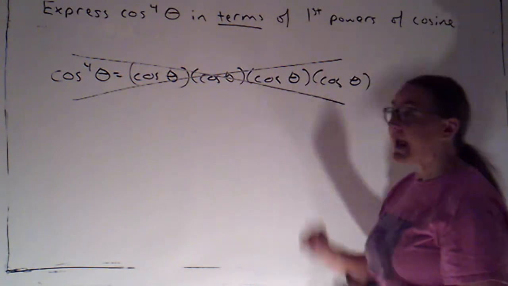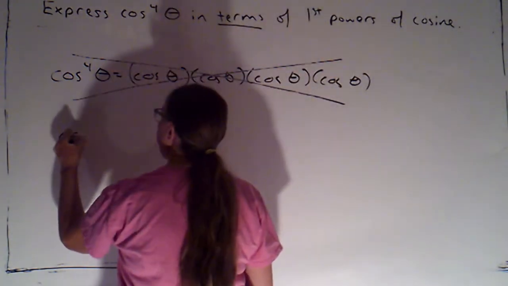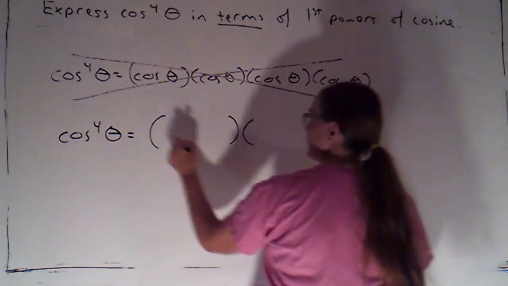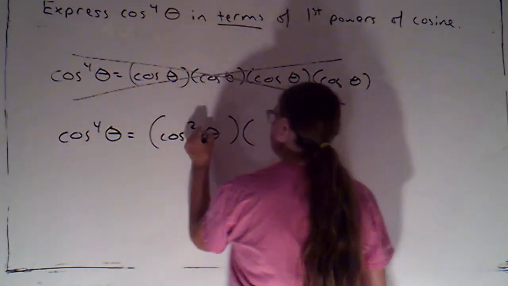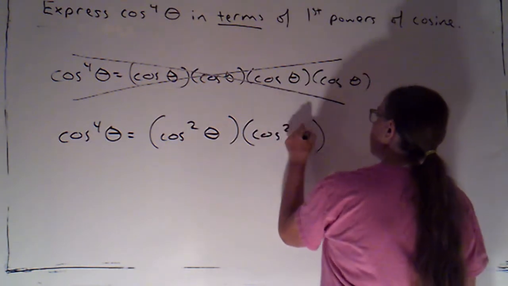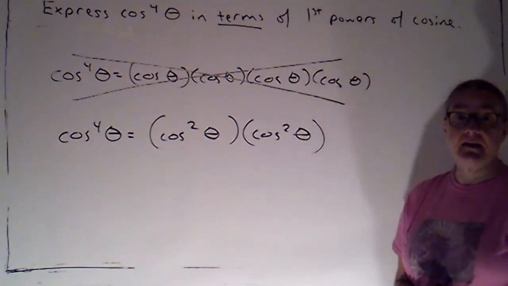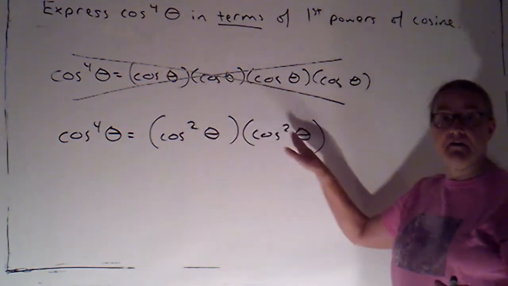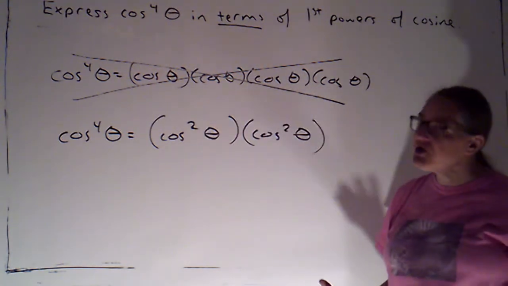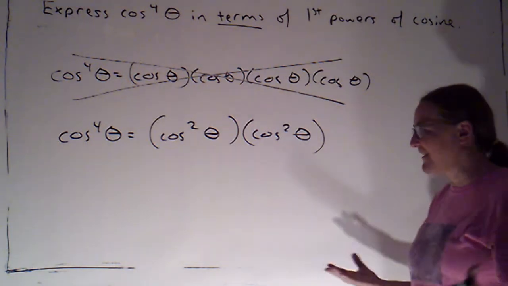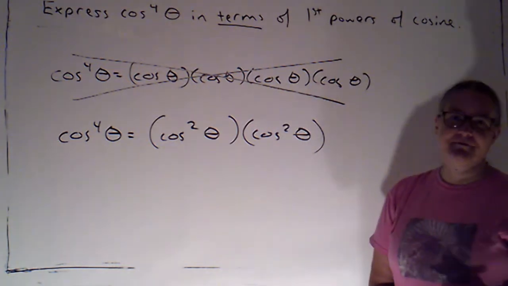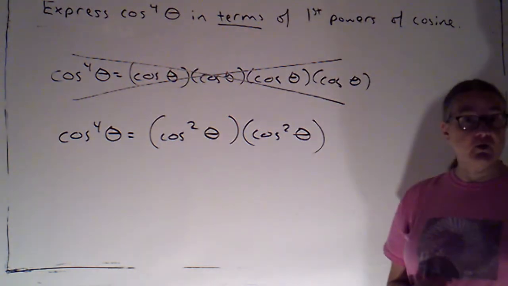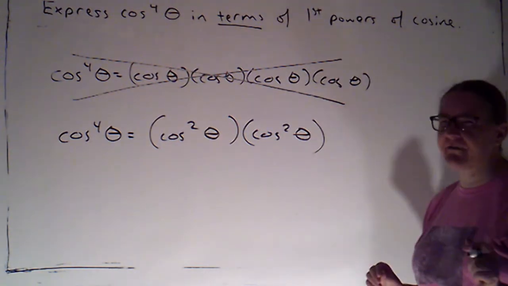Okay. But I am going to start by factoring this into two factors. I'm going to factor it into cosine squared theta times cosine squared theta, because I can use the power reducing formula for each one of these. Now I do accidentally have memorized the power reducing formula for cosine, but I'm going to pretend I don't, and I'm going to try and figure it out because it's a really quick derivation.